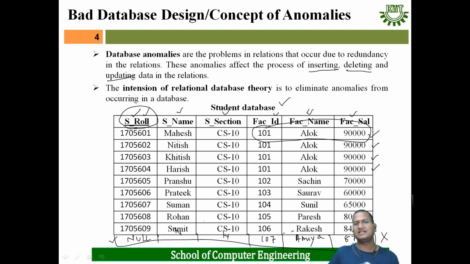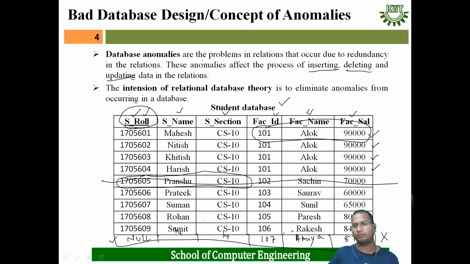Understood? Now we'll see deletion anomaly. Suppose the student with roll number 1705605, named Pransu, left the college in between, so there is no need to keep his record in the student database. That's why we want to delete this record. Can we delete it? If I delete this record, it will delete it, but it will also delete other information: faculty ID 102, faculty name Sachin, and salary 70,000.